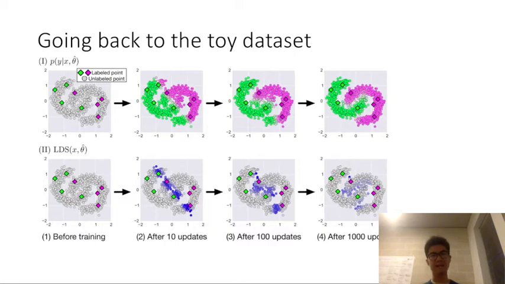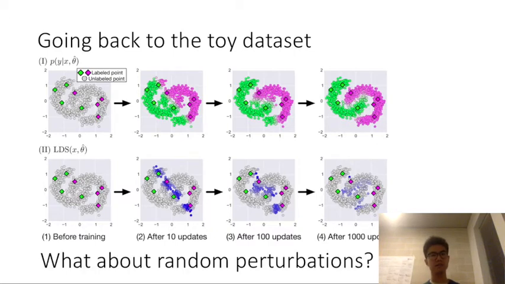So one thing you might ask for this 2D toy example, what about random perturbations? And this works well for the 2D example for this toy data set, but for high dimensions, this does not work very well. And you can imagine that for a 300 by 300 RGB image, a random perturbation is unlikely to be very meaningful in terms of the decision boundary.